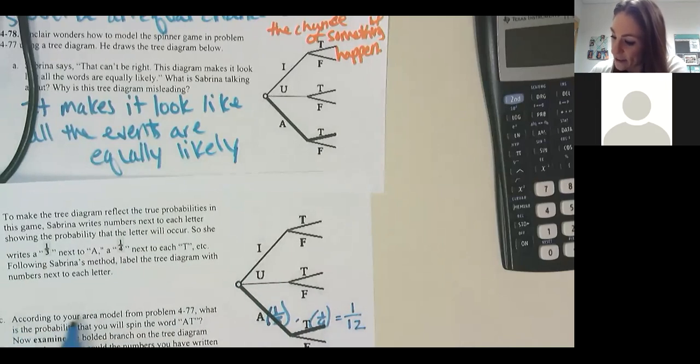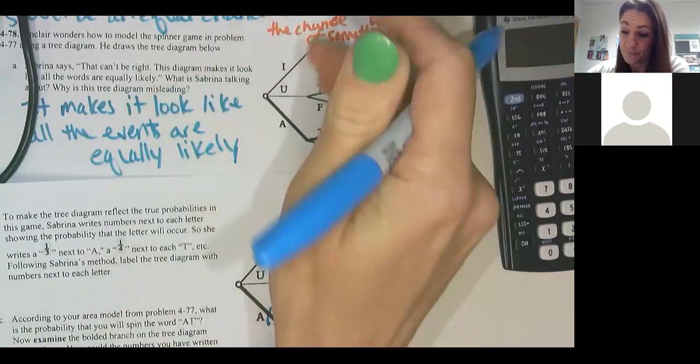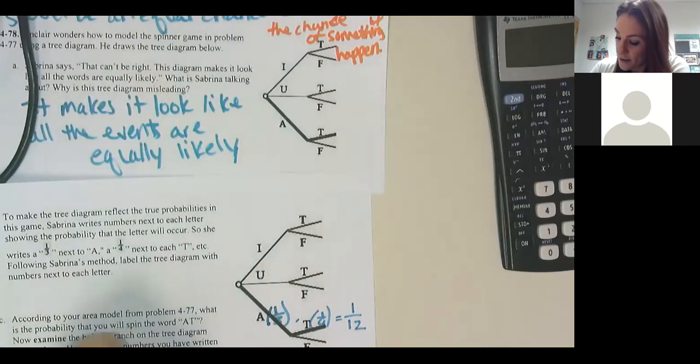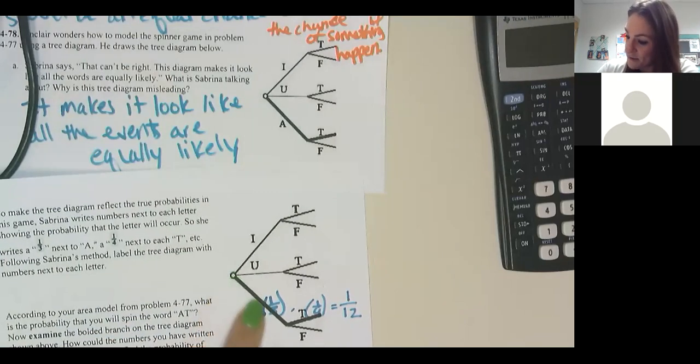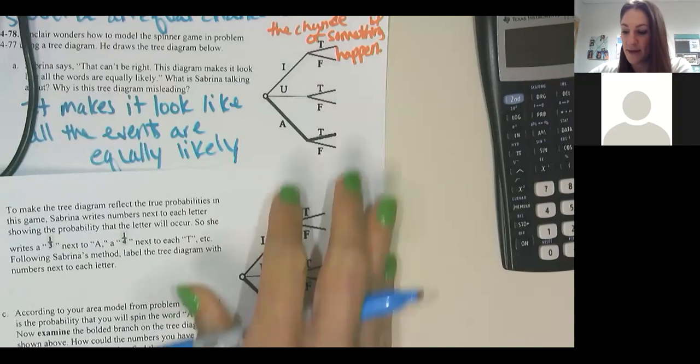So according to your area model, what was the probability of AT? If I look up here, the probability of spelling the word at was 1/12. And look, if we multiply those probabilities, we're going to get the same thing.